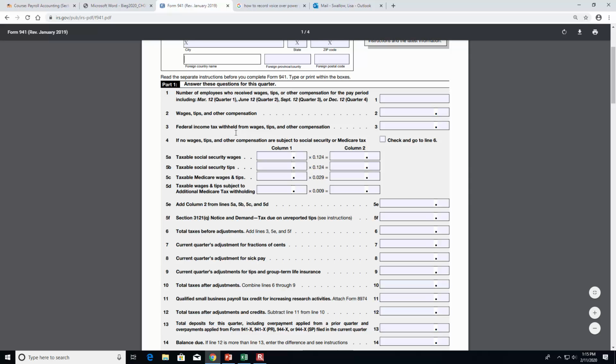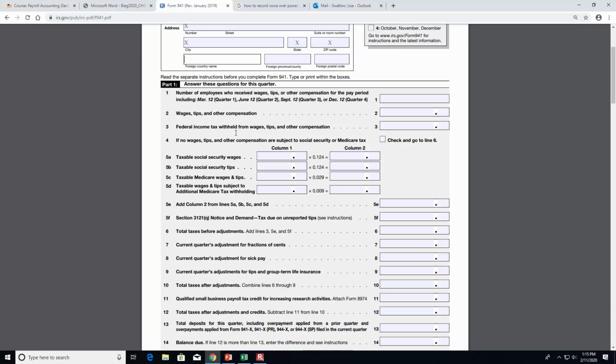Part 1, answer these questions for the quarter. The payroll register you're looking at is for what? A week. So everything needs to be converted to a quarter. How many months are in a quarter? 3. How many paychecks? 13, because it's 52 weeks in the year divided by 4 quarters.